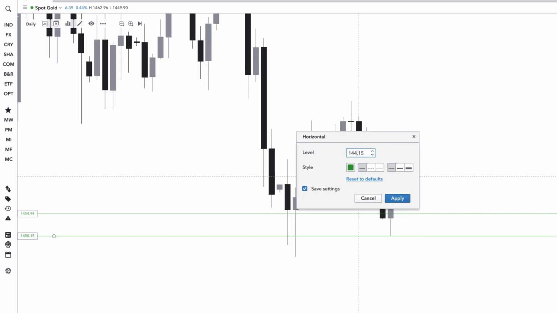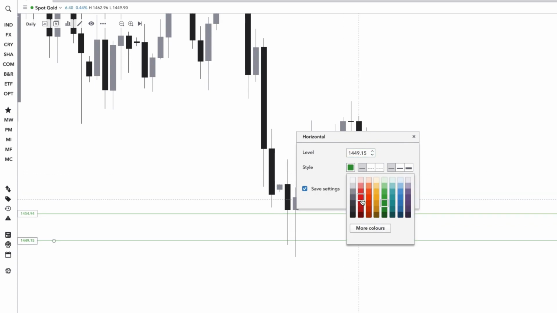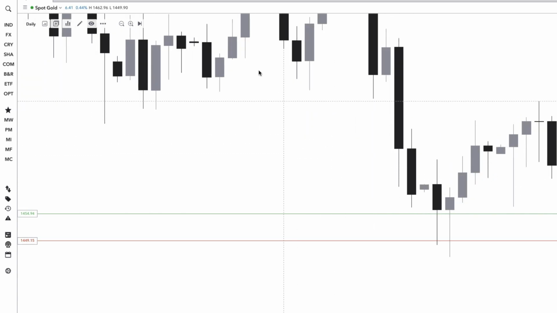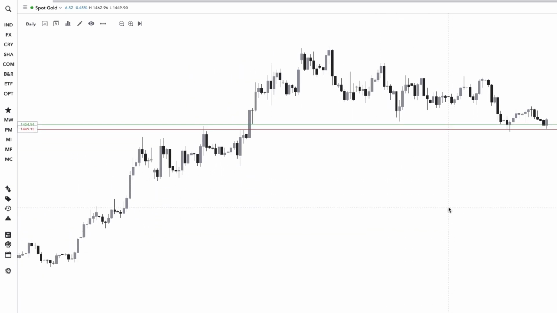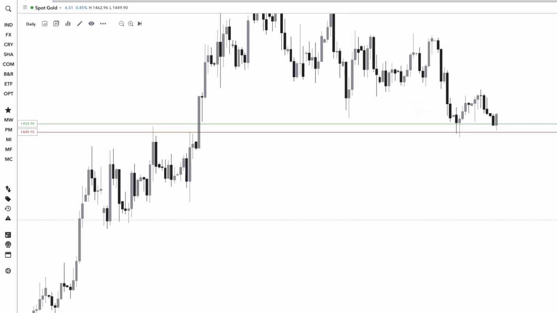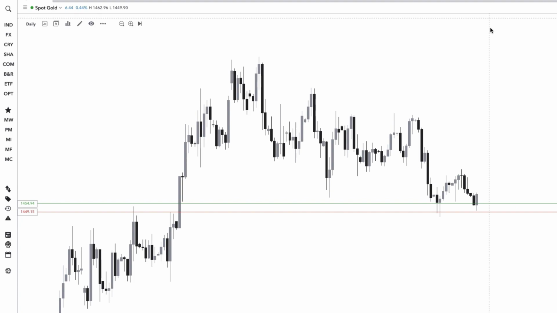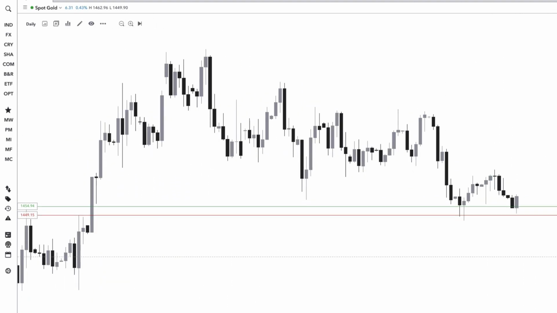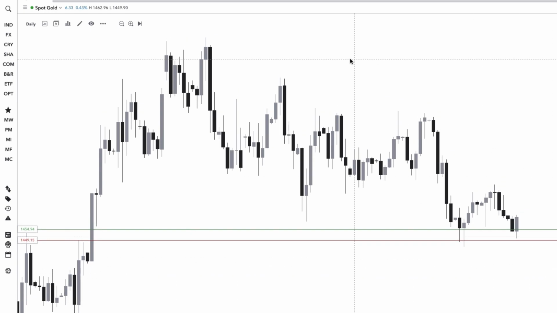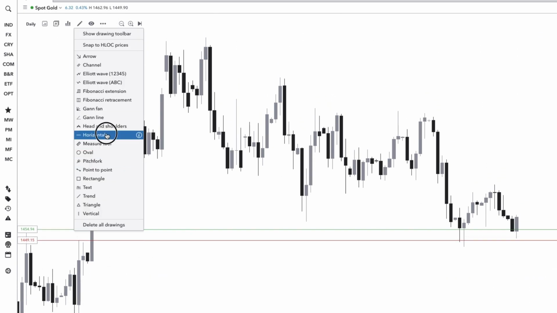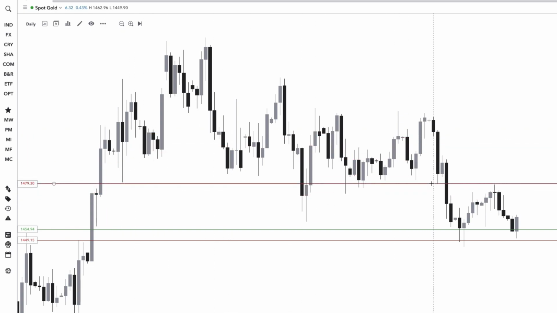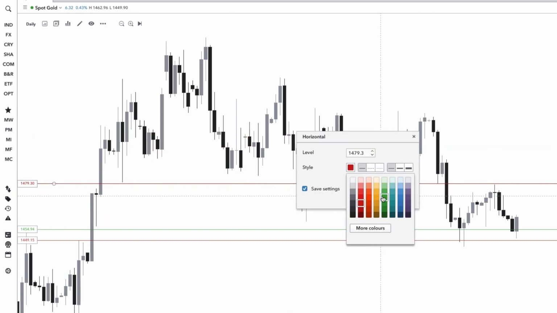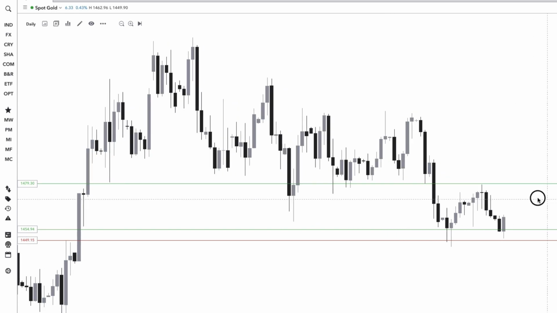There we go. Okay. And target wise, what are we looking at? We want to ideally trade back up to the previous highs. So we're going to be looking at, this is going to be 1479 spot 3 that we're trying to get back to.